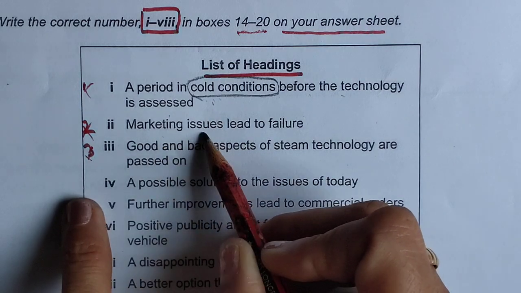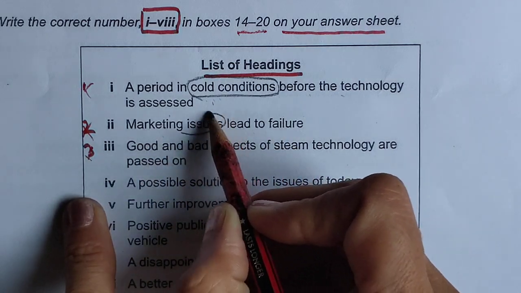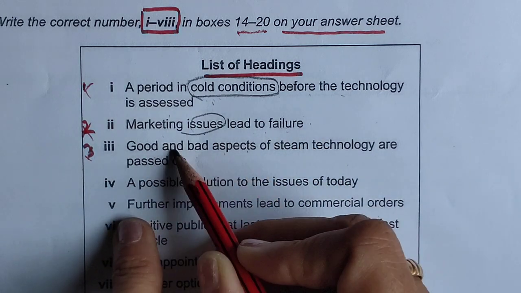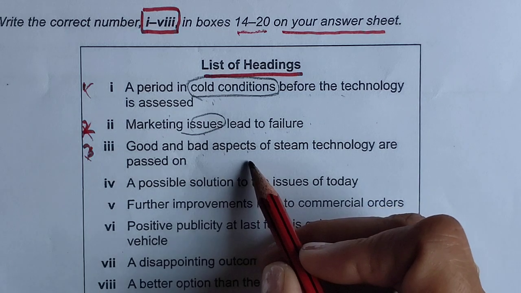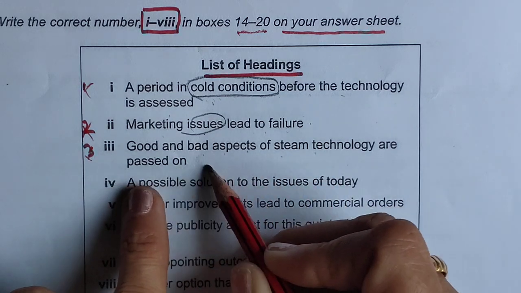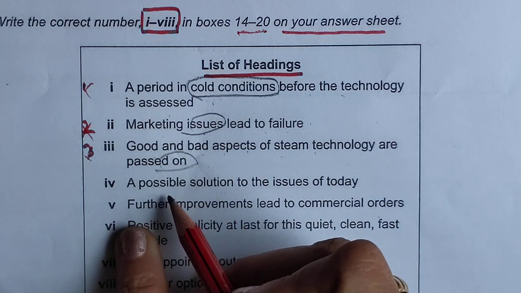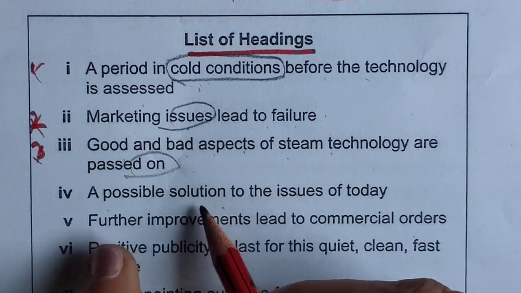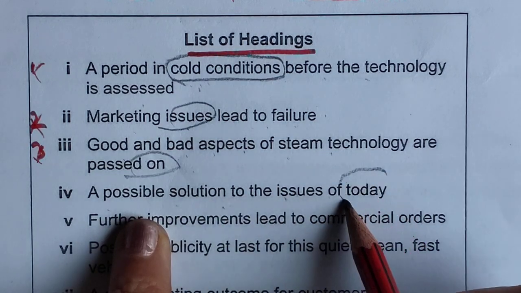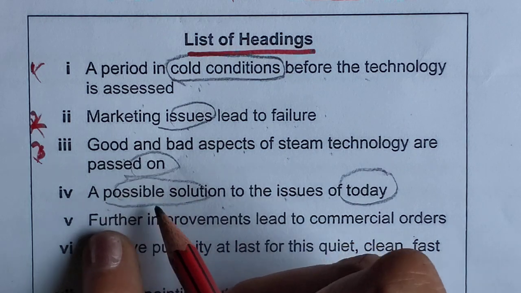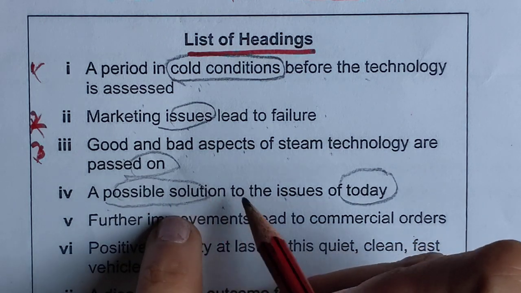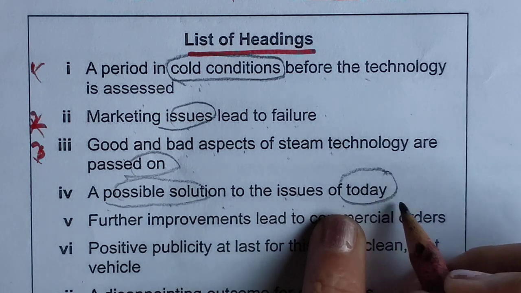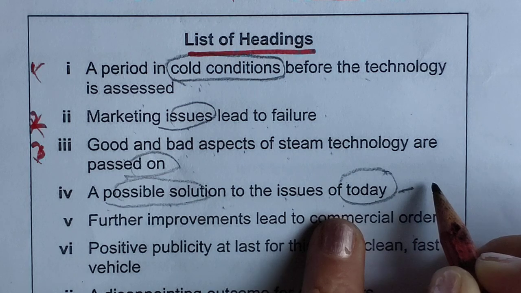Marketing issues lead to failure. Some marketing issues, problems that would lead to failure. Third, good and bad aspects, good and bad features of steam technology are passed on, meaning they have gone. Next is a possible solution to the issues of today. Today means, and possible solution means future. So some solution for the future to the issues of today. Definitely, without thinking, 99% that would be the last paragraph.